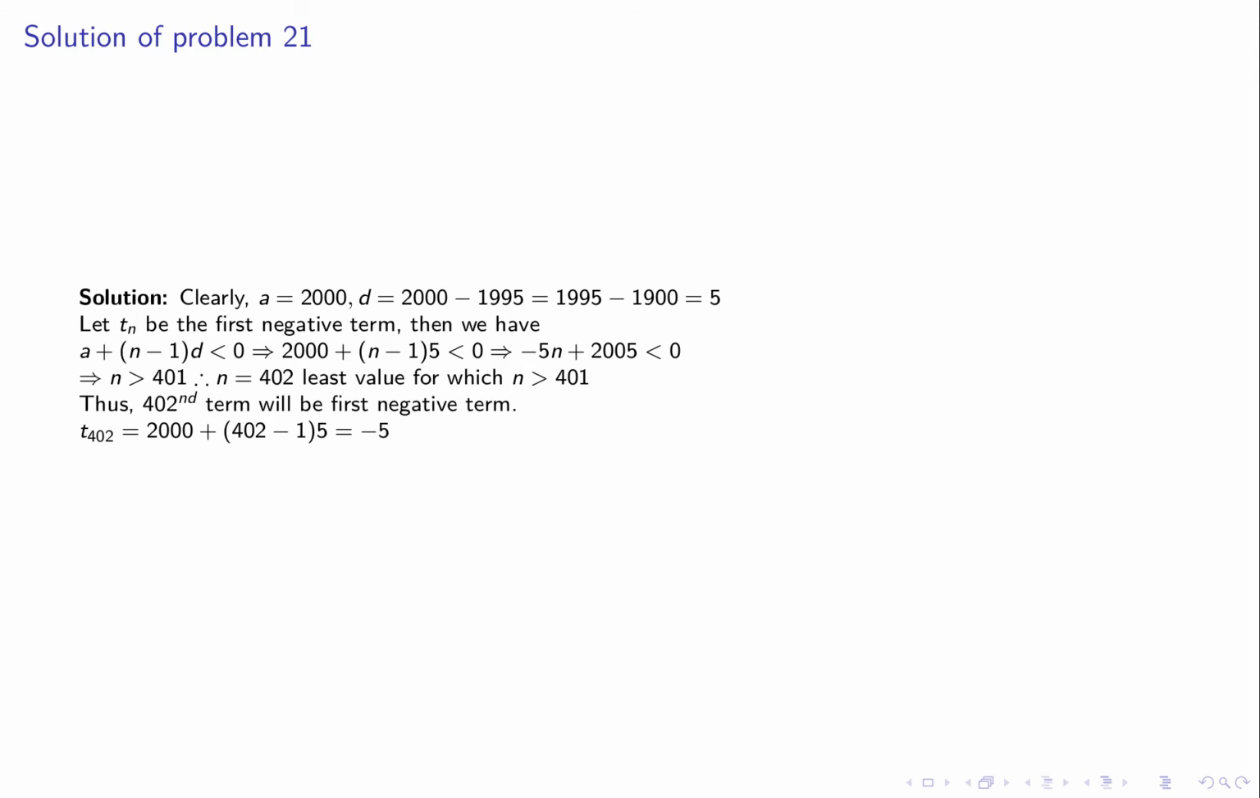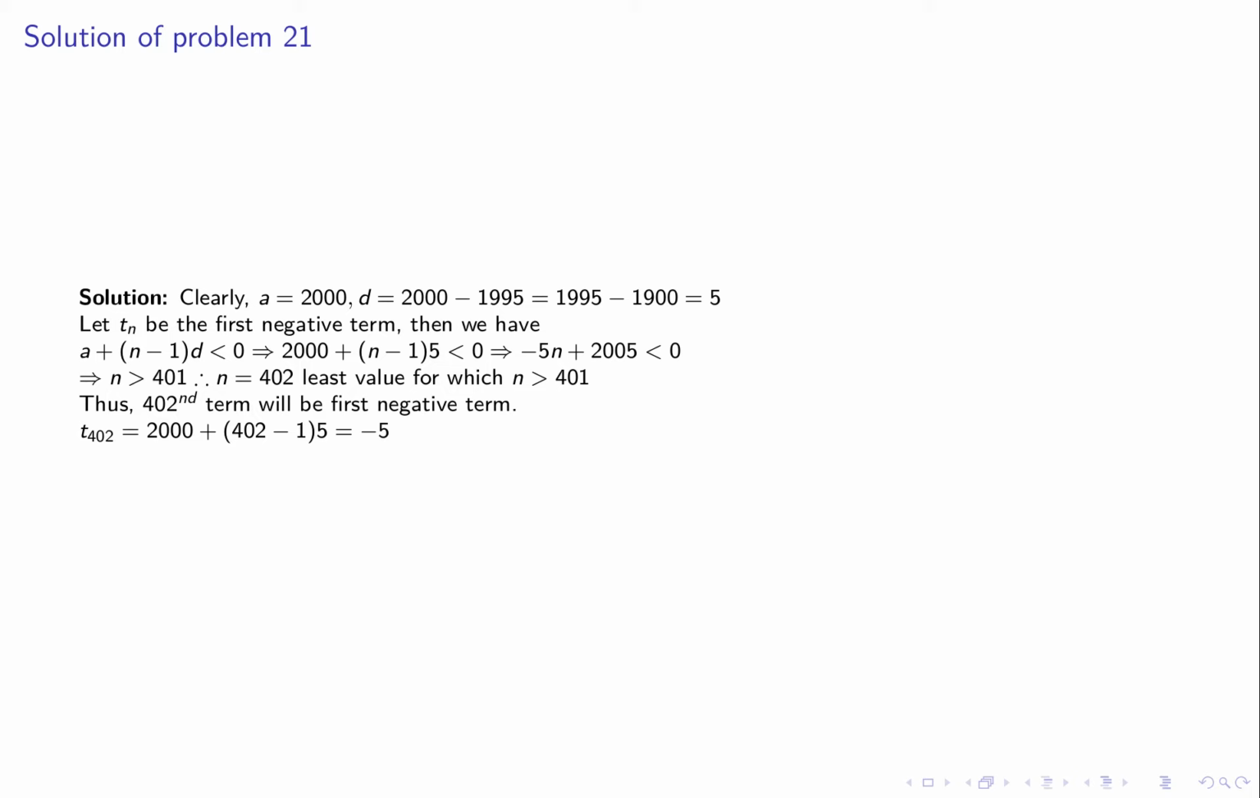From the given sequence, we can determine that A is 2000, the first term, and D is 5, because 2000 minus 1995 is 5 and 1995 minus 1990 is also 5. Now we are supposed to find the first negative term, so we write the formula for the nth term: A plus n minus 1 into D should be less than 0.